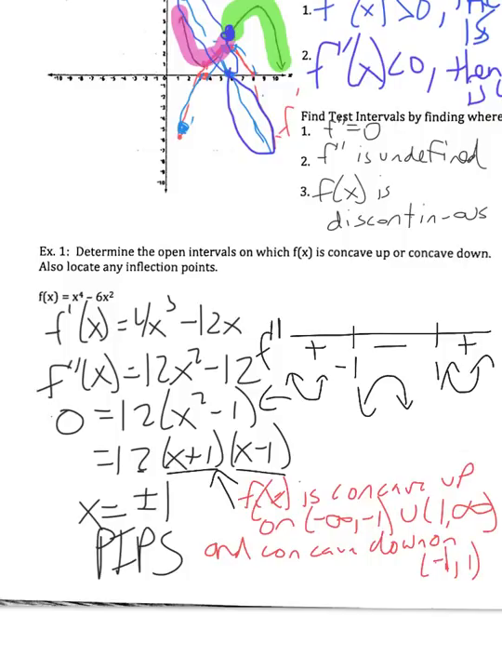It also says locate any inflection points. So that's where f double prime will change from positive to negative or negative to positive. So if you look here, f double prime changes sign at -1 and at 1. And so we say inflection points.